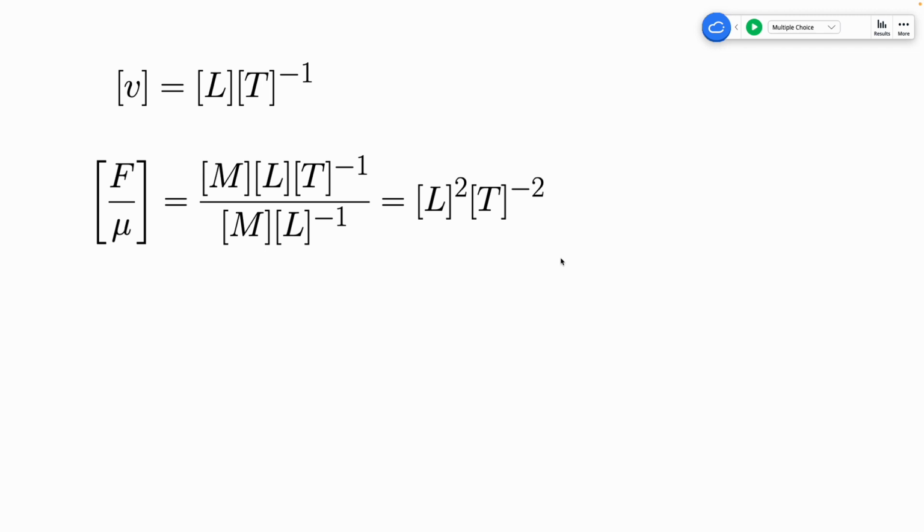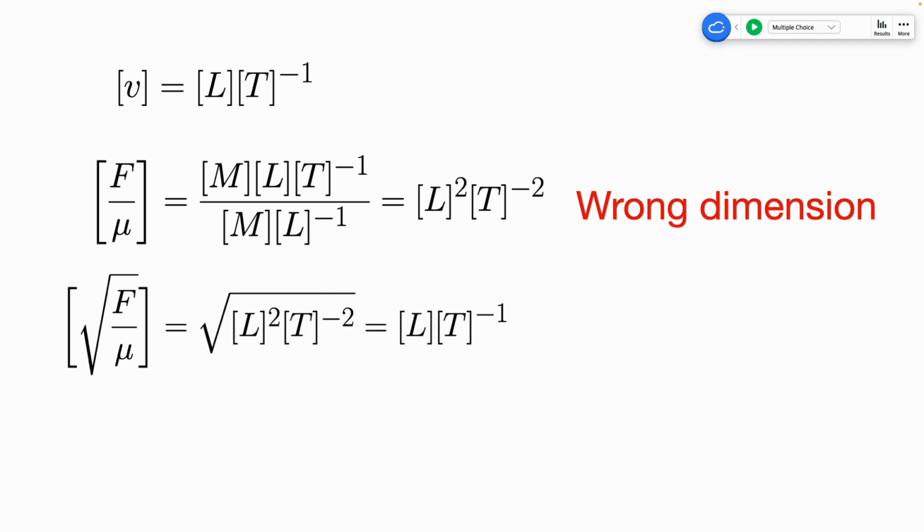Okay? And this is important because sometimes in your final, you will do calculation yourself. And once you see you write down V equals F over mu, you know you're wrong. Don't continue. Go back and check your process, because the dimension doesn't even match. So if you take a square root, then the square root of dimension is just like the square root of other number. You just halve the power. So the second option has the right dimension.